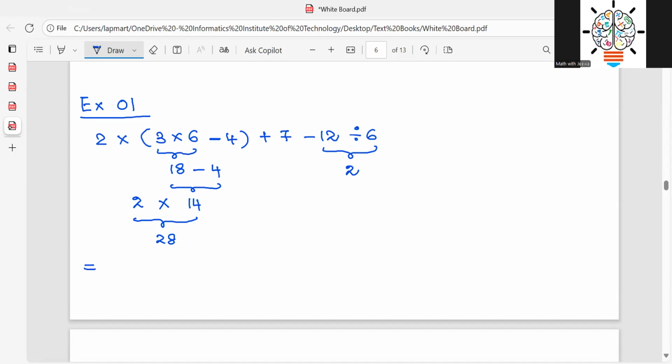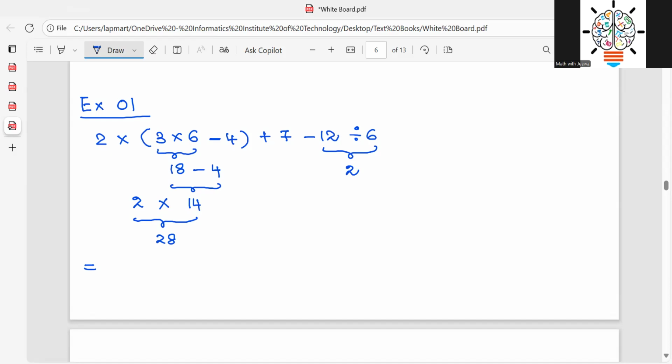Now I rewrite this, that I have simplified the whole thing up to positive 7. First I simplified the bracket. It gives me the answer. It gave me the answer 14, and 14 I multiplied by 2.